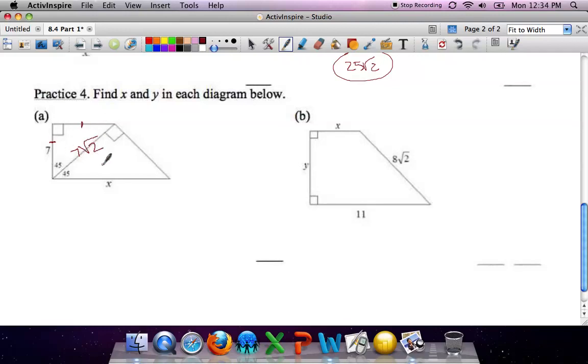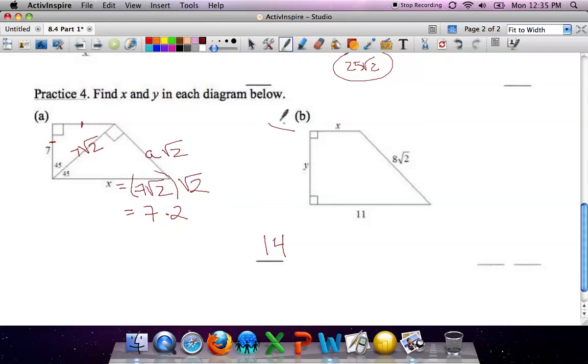7 root 2. Oh, but this is also an isosceles right triangle with length of 7 root 2 as one of its legs, or both of its legs, because it's isosceles. So how we would figure out x is we'd have to say, oh, x is 7 root 2, which is the length of one of its legs, times root 2. The same idea as a root 2, right? So 7 times root 2 times root 2 is 7 times square root of 4, which is 2. 7 times 2 is 14.